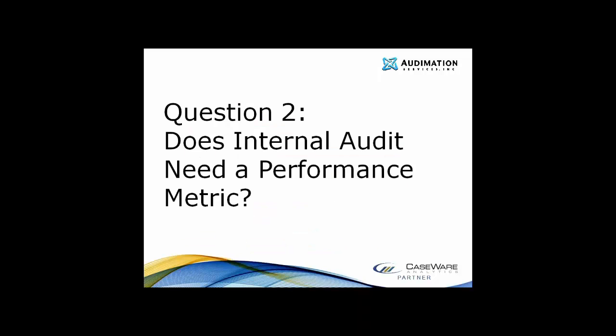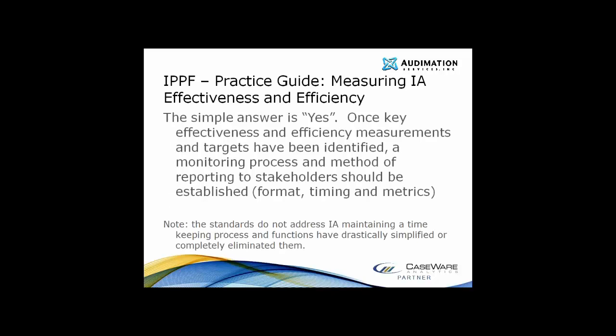They all work together. So question number 2, does internal audit need a performance metric? And the practice guide, Measuring Internal Audit Effectiveness and Efficiency, basically gives us the simple answer of yes. I framed that up when we were talking about the IPPFs. So once key effectiveness and efficiency measurements and targets have been identified, a monitoring process and a method of reporting to stakeholders should be established. So the chief auditor has a responsibility to set the format, the timing, and the metrics, and you'll notice that practice guide doesn't mention timekeeping at all.